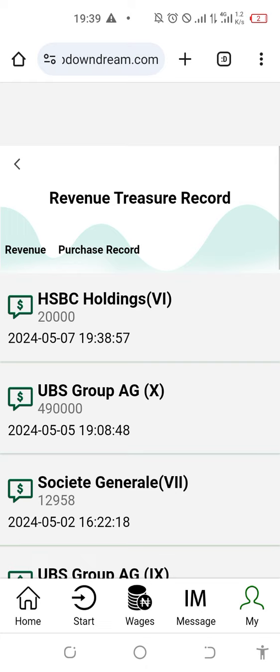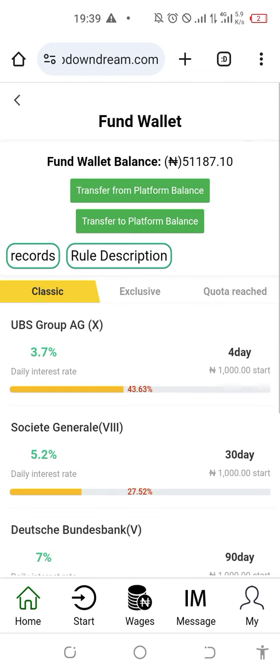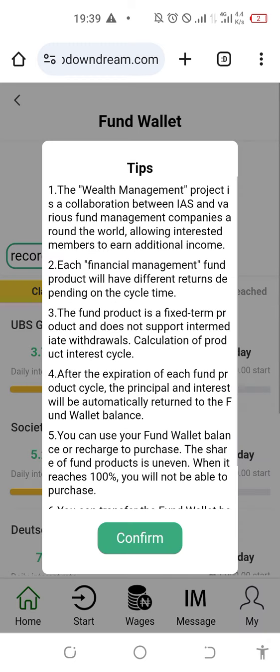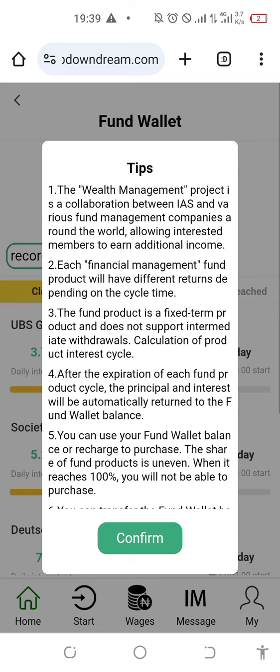So let's quickly go back to my wealth fund, right? I want to quickly explain some other things before I end this video. Now, look at this rule. This is rule description. You can see what it is saying. It's saying the wealth management project is a collaboration between IAS and various fund management companies. Of course, IAS has an agreement, a collaboration, a negotiation with several fund management companies to pool resources around the world, right? Possibly these fund management companies are looking for money to carry out their businesses.